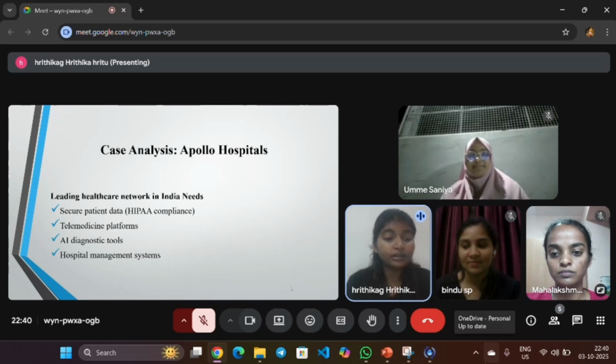At present, Apollo already uses advanced systems like telemedicine and AI tools. The challenge is how to run all of this efficiently while keeping patient data completely secure. Next slide will be explained by Bindu.